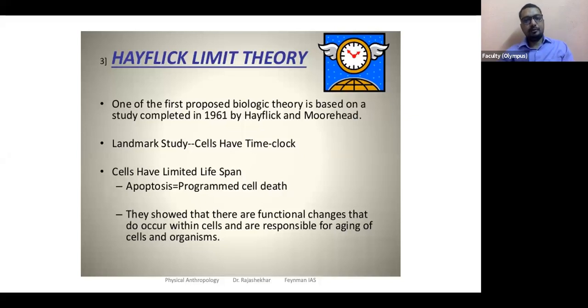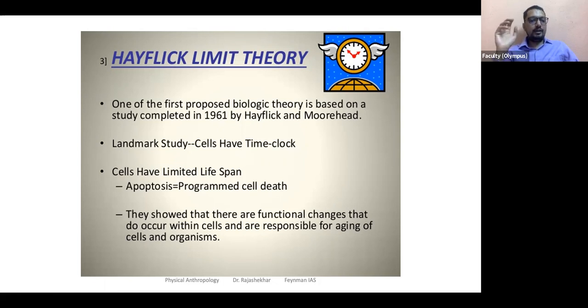One of the first proposed biological theories of aging is the study done by Hayflick and Moorhead in 1961. This is called Hayflick limit theory. So what are they talking about here? They're talking about cells having a time clock, meaning there is a clock inside our body, which is ticking since our birth. So it is counting our age.